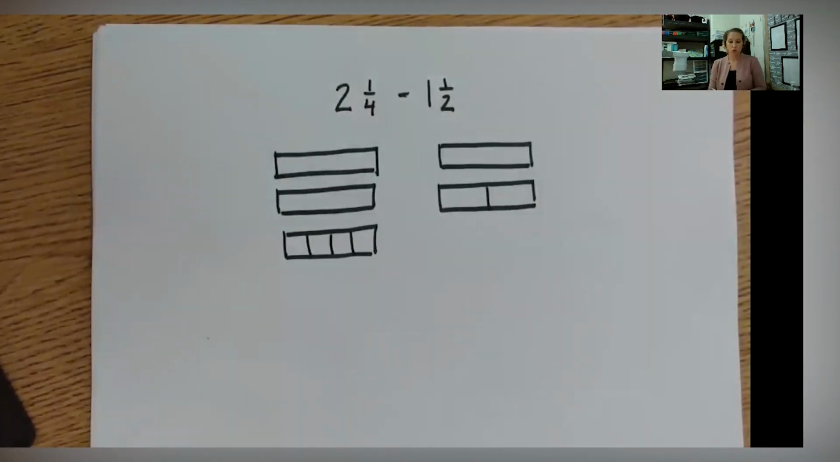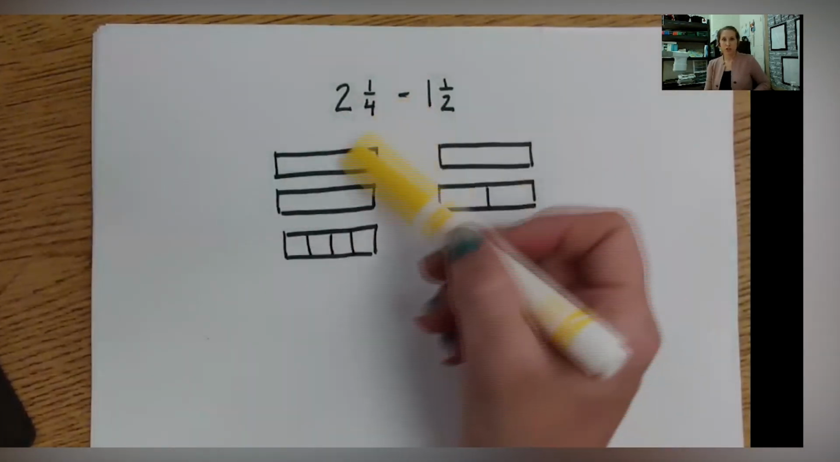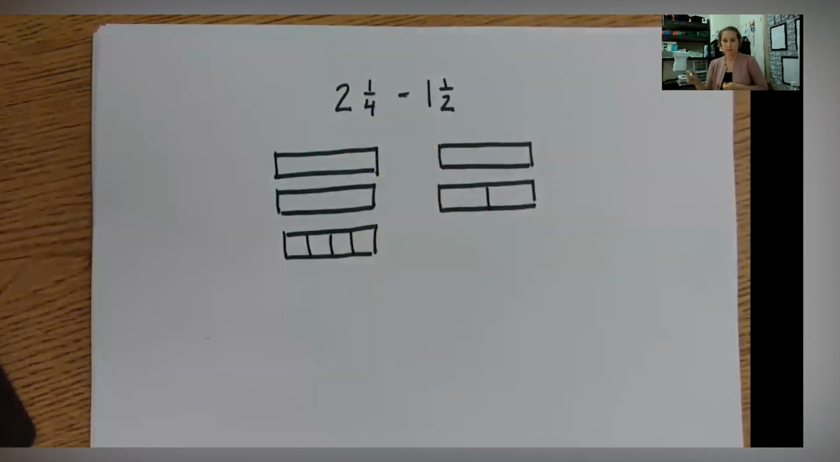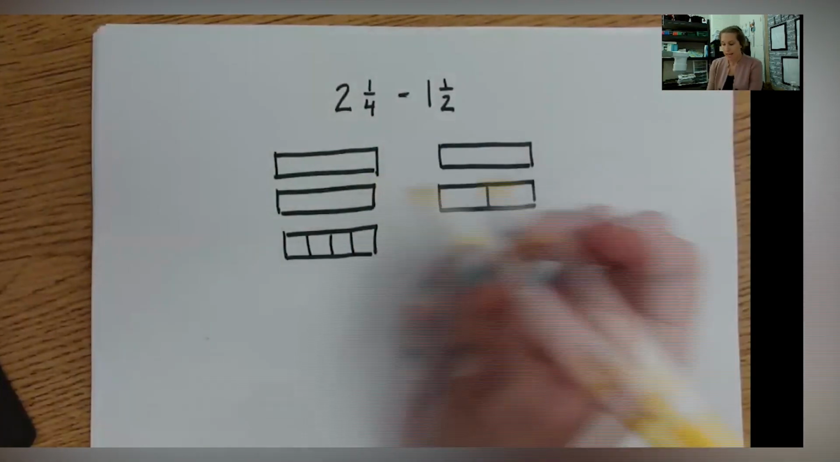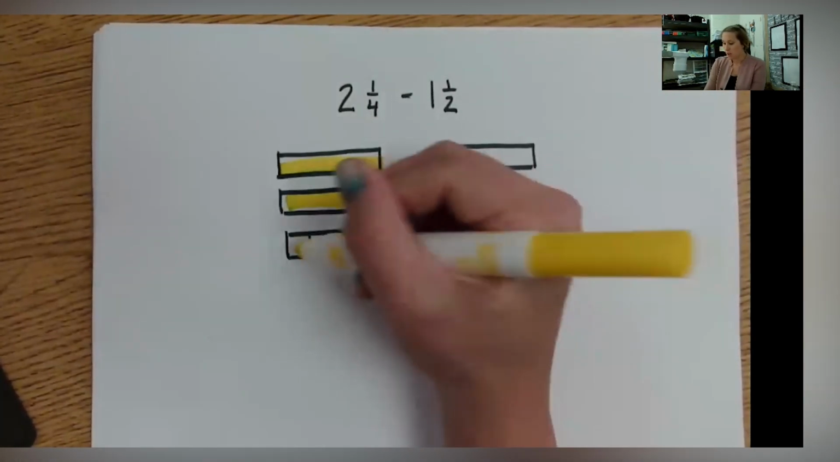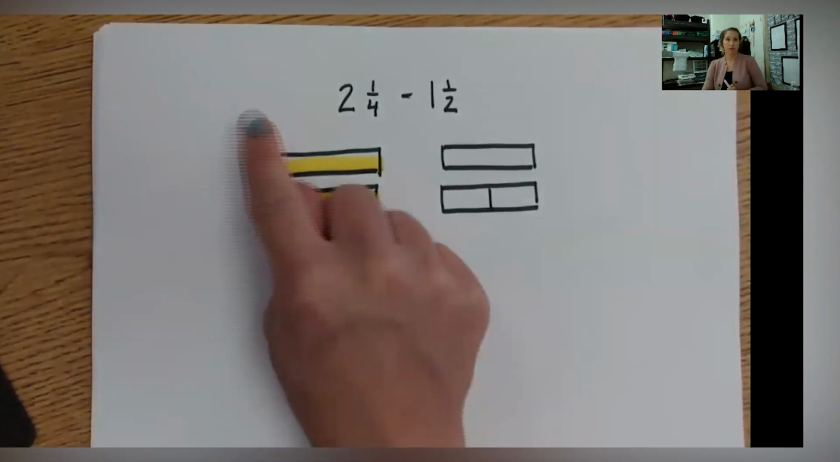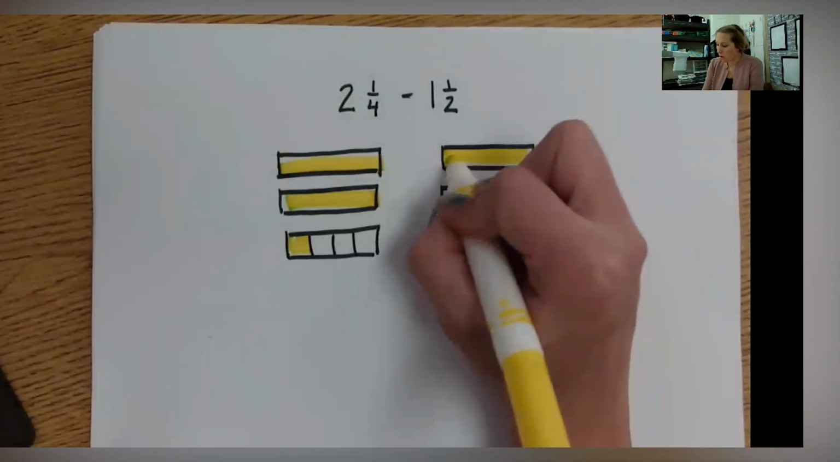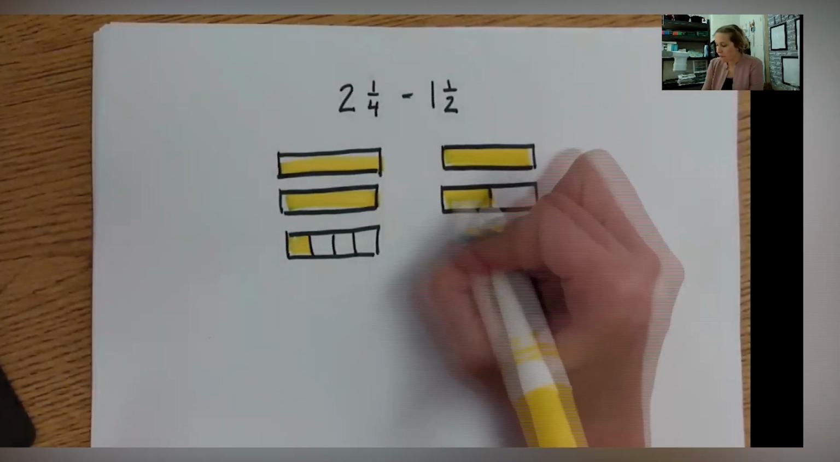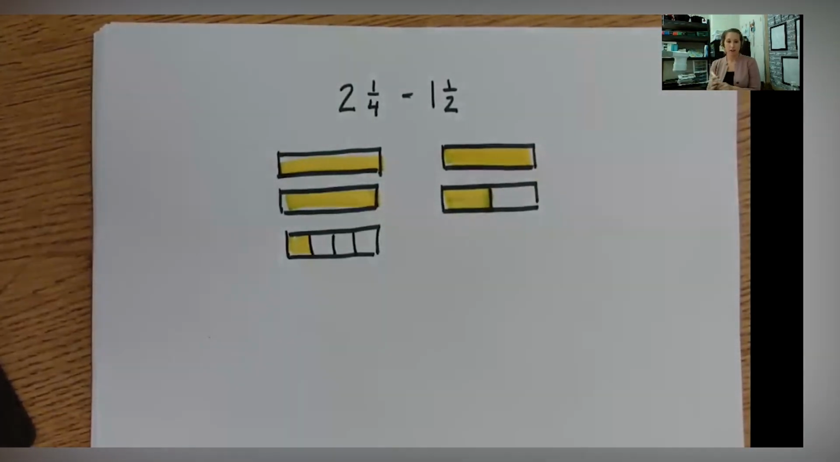Did you draw 2 wholes and split your last one into fourths? I'm sorry, did you draw 3 wholes and split your last one into fourths and shade in 2 and 1/4 for your first number? Did you shade in 1 whole and 1/2? Check your work.